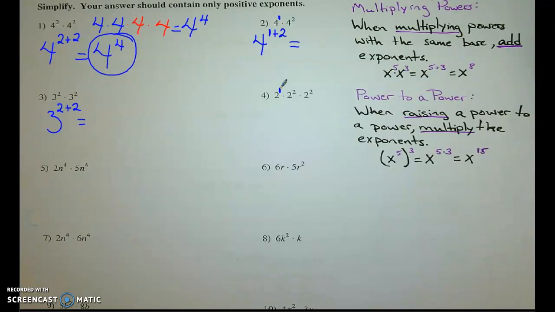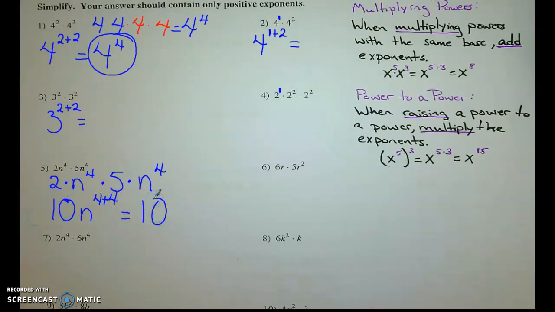Now let's go ahead and look at number 5. Okay, we're starting to have some coefficients involved. So let's break it apart and see what we have. We have 2 times n to the 4th power times 5 times n to the 4th power. Now, we can take our coefficients, our 2 and our 5, and multiply those together. 2 times 5 gives us 10. And then we're going to follow our exponent rule with our n's, with our variables. So that gives us n to the 4th plus 4. And that's going to equal 10 n to the 8th power.